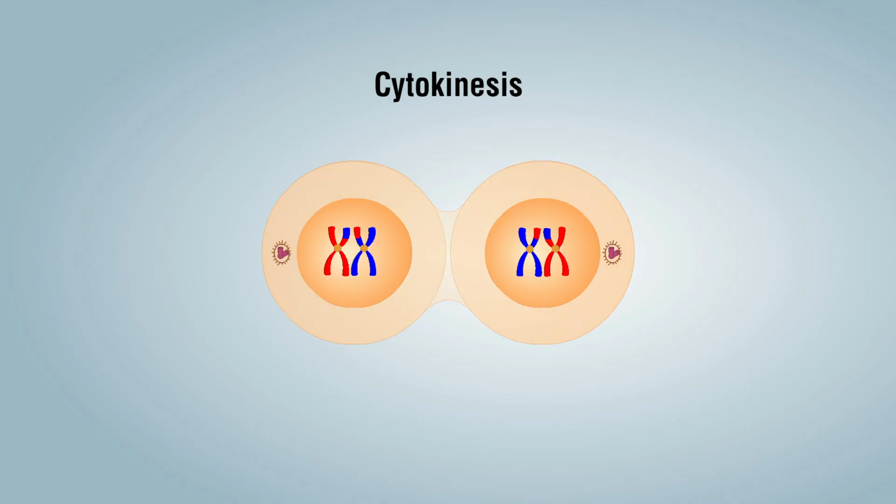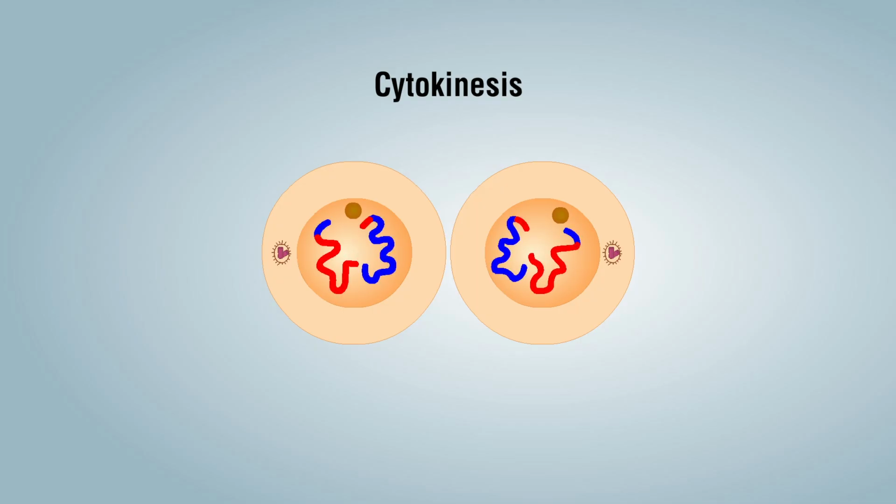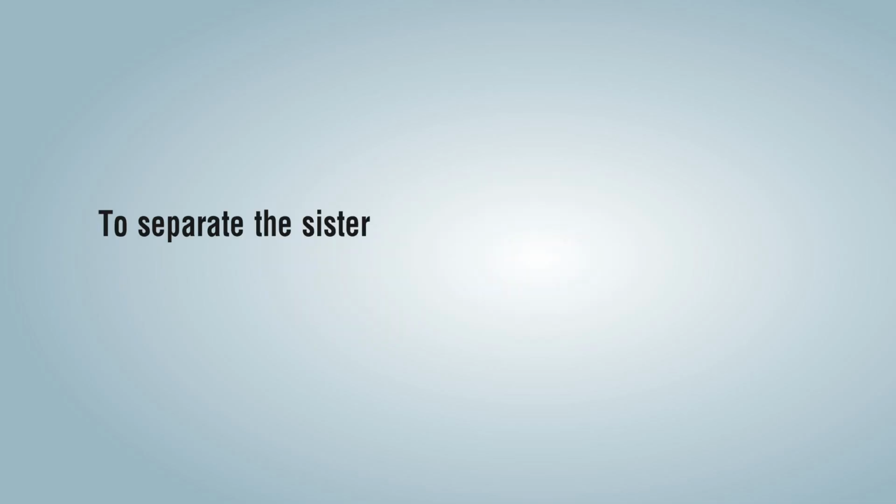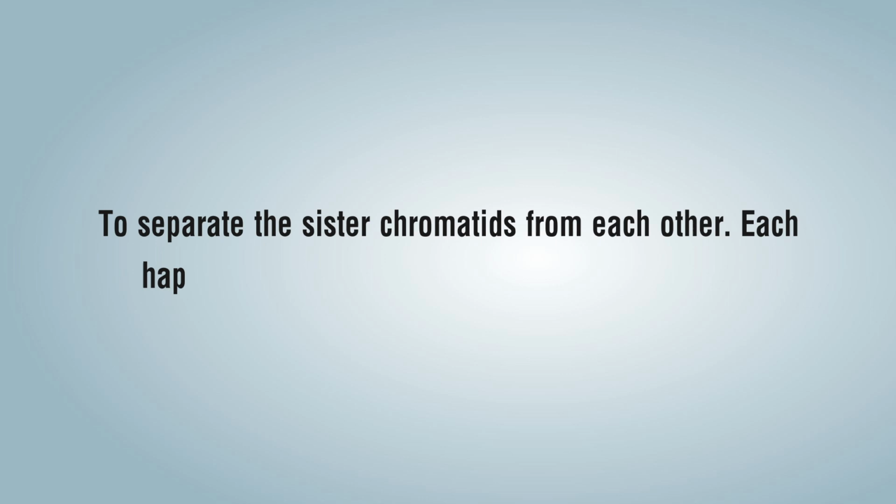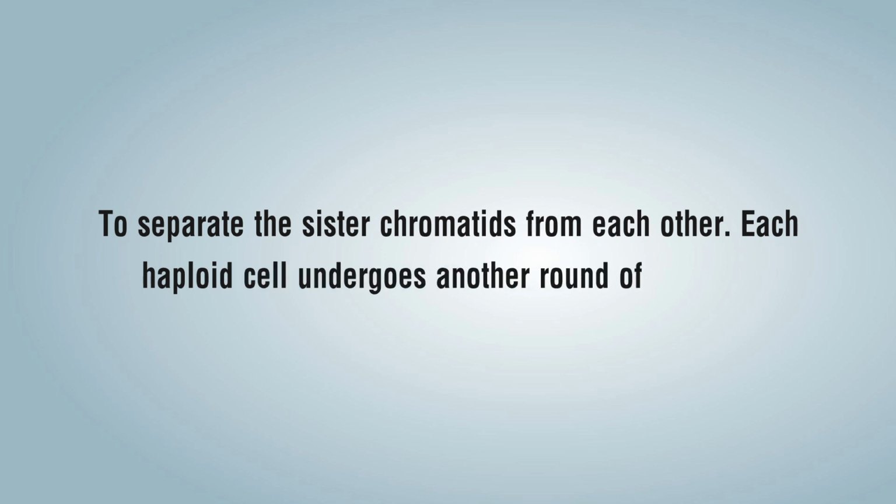The chromosomes uncoil, reverting to their chromatin form, and cytokinesis occurs, resulting in the formation of two non-identical daughter cells. These daughter cells are haploid and are derived from the diploid parent cell. However, the chromosomes remain attached to their sister chromatids. To separate the sister chromatids, each haploid cell undergoes another round of division.